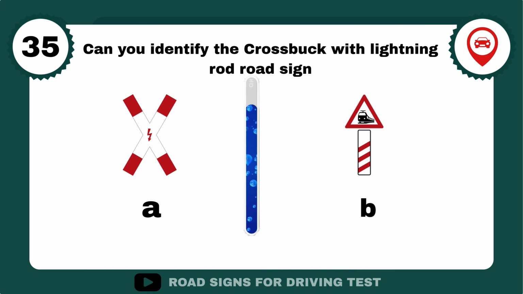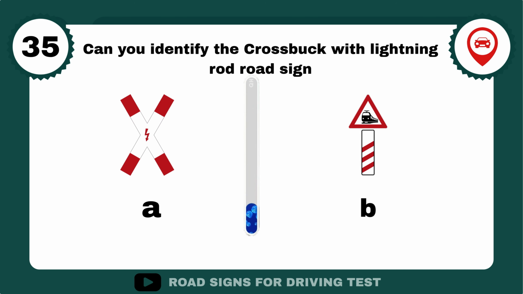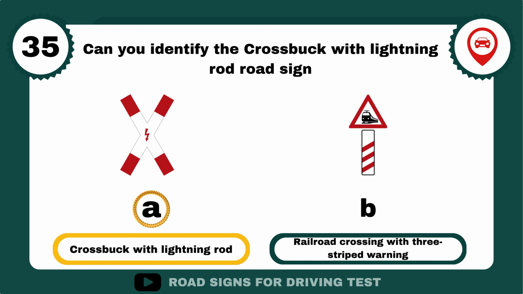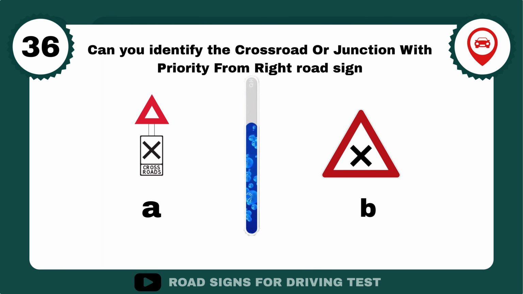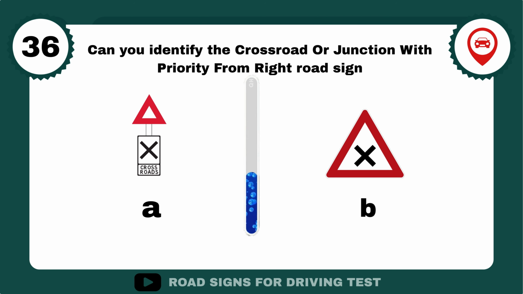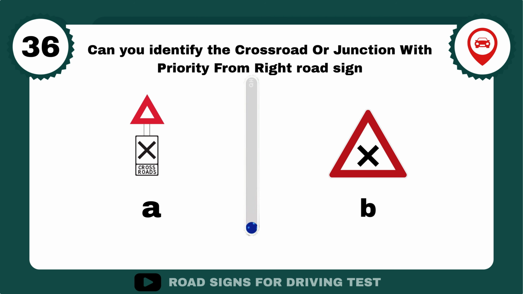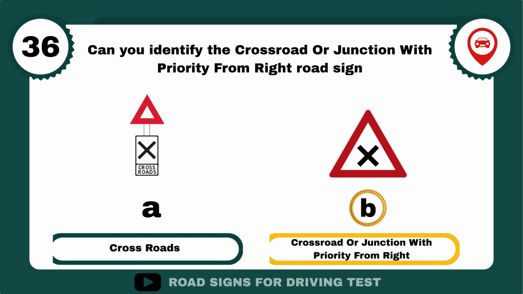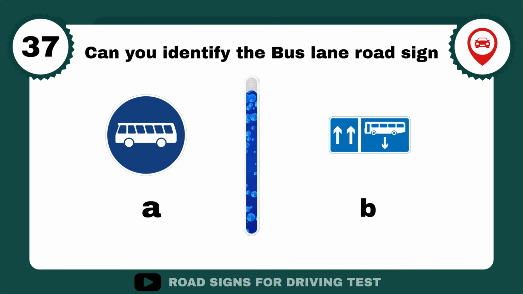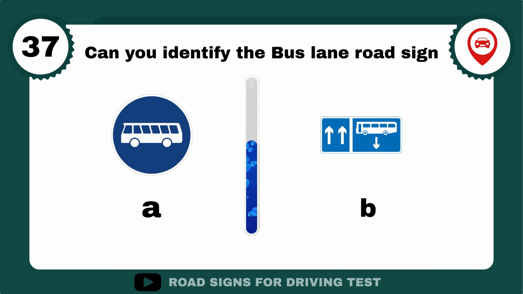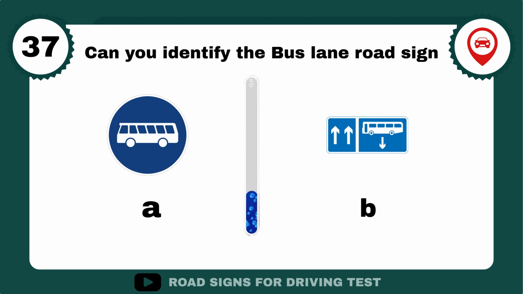Choose the crossbuck with lightning rod. A. Find the crossroad or junction with priority from the right. B. Which one shows the bus lane road sign? A.